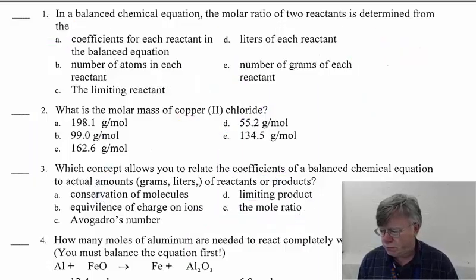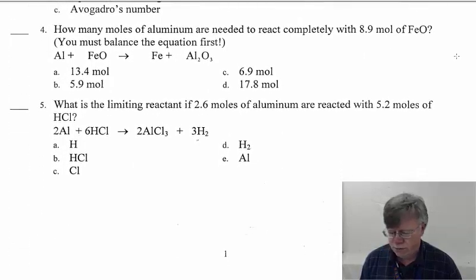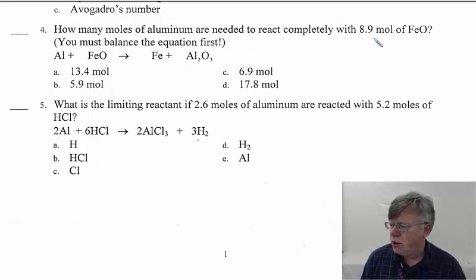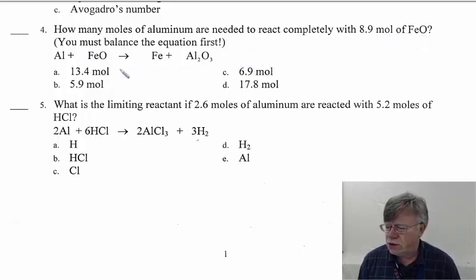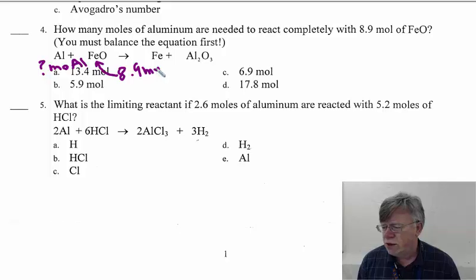Okay. So let's advance the test a little bit here and go to problems 4 and 5. Alright, so problem number 4. How many moles of aluminum are needed to react completely with 8.9 moles of FeO? So first of all, I notice that FeO is this. And the question is, how many moles of aluminum? So get this straight in your mind first of all. What are we looking for? And we're given 8.9 moles of this.